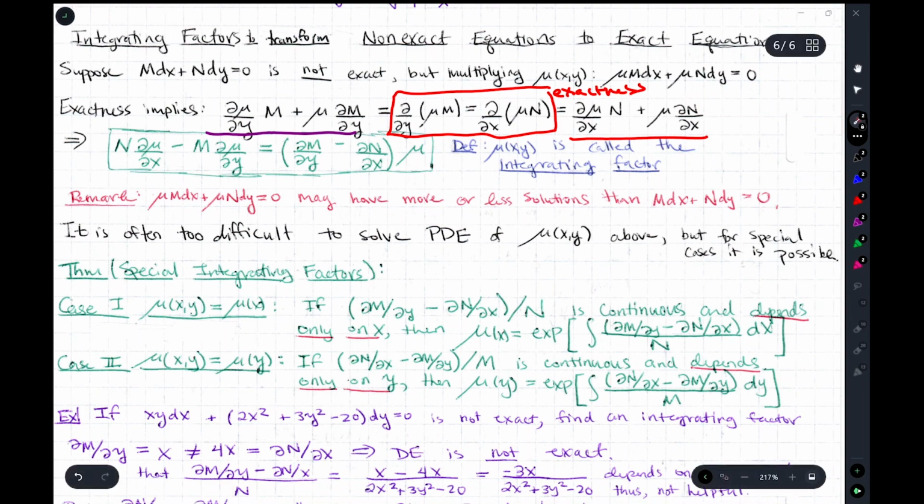They're equivalent, right? Up to a point. So it's often too difficult to solve this PDE, okay? So we're going to look at special cases.